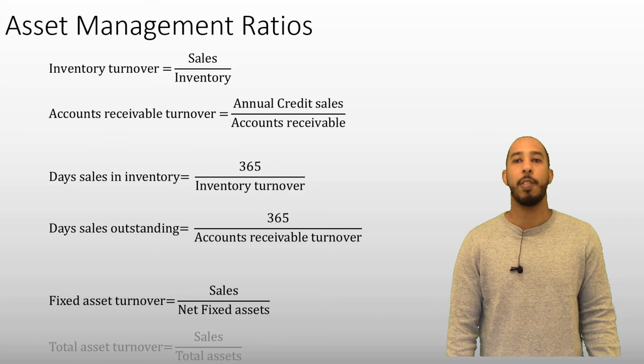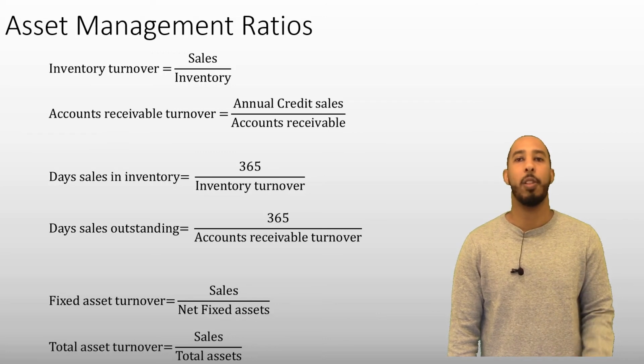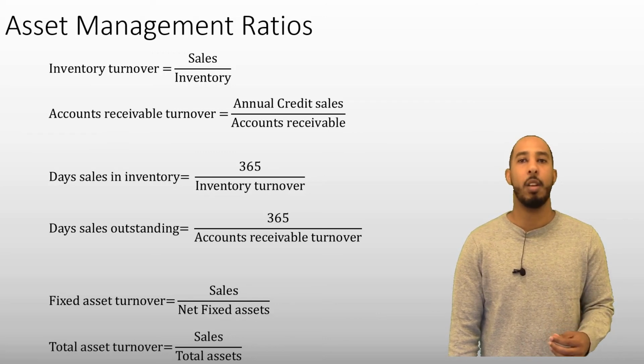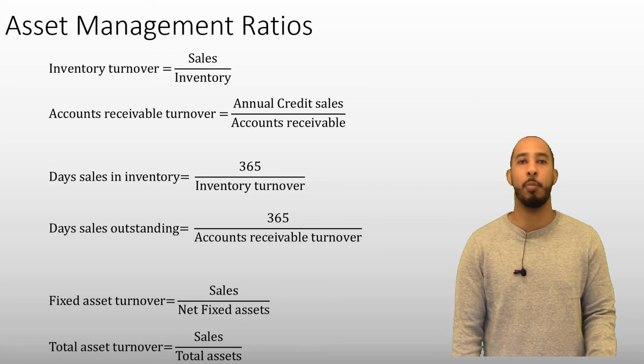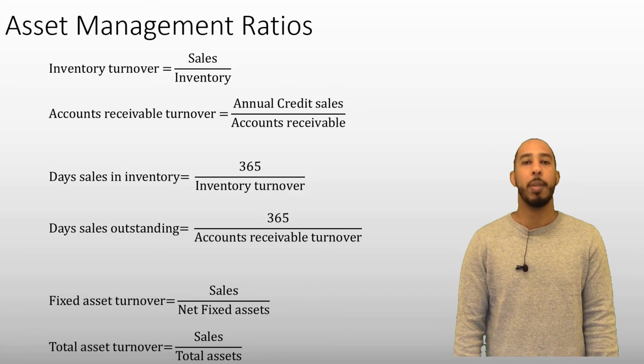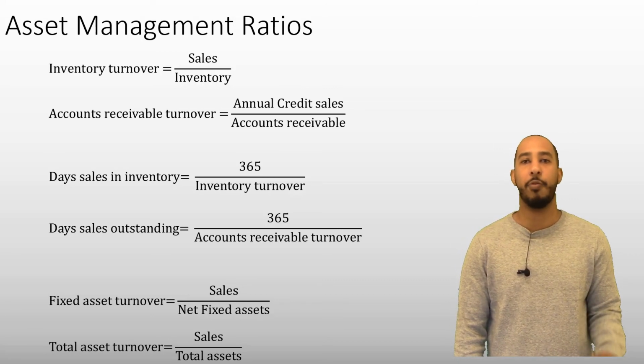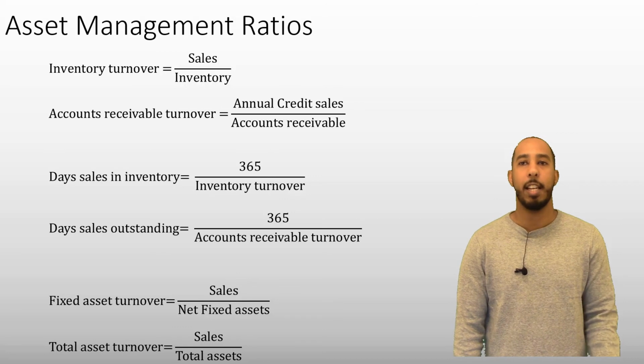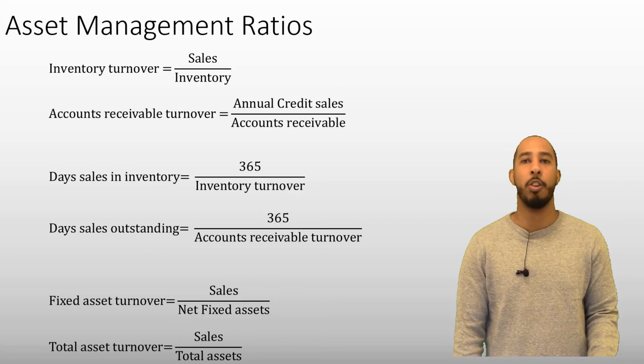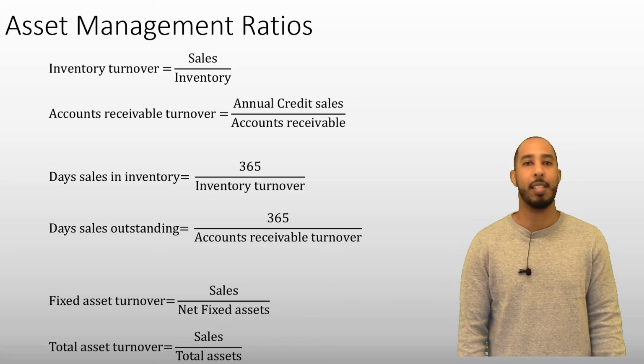Total asset turnover is almost identical, except instead of looking just at the fixed assets, we're considering all the company's assets, fixed and current assets like cash, inventory, accounts receivable, etc. The interpretation of total asset turnover is the same as fixed asset turnover. Instead, this time it tells us how efficient we are in using all of our assets to generate sales, not just our fixed assets.